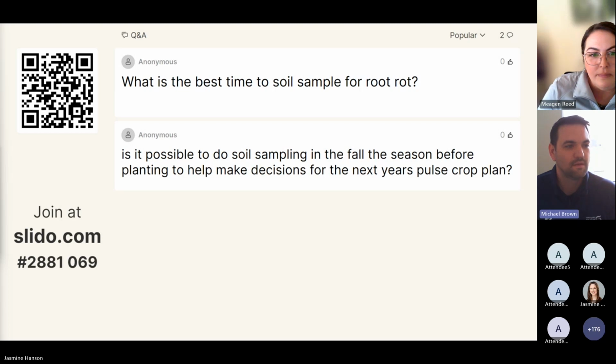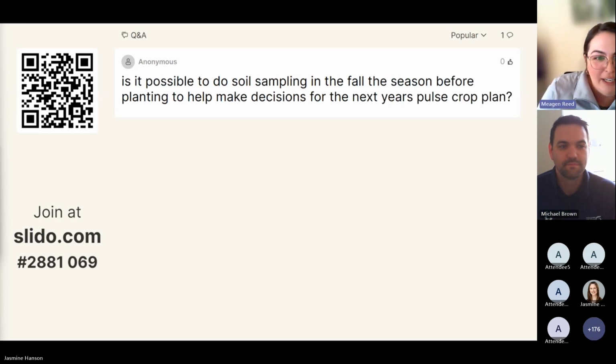Okay. Now into some soil sampling questions. What's the best time to soil sample for root rot? And then is it possible to do that sampling in the fall, the season before, to help make decisions for next year's pulse crop? Ideally, for management decision making, it would be done in the fall.